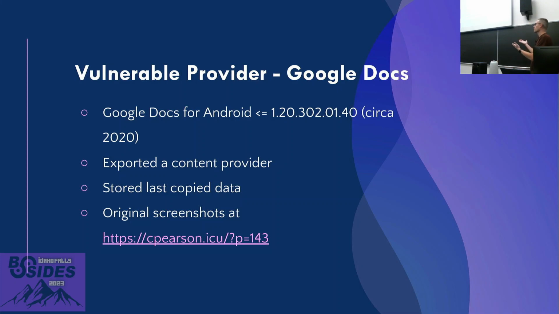So in theory, if you had Google Docs and you copied data on it, then you could come back 3 years later and still see that exact data, no matter how many times you copied data in other apps or your browser or whatever since then.